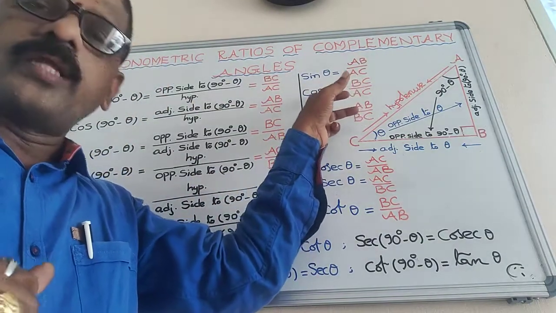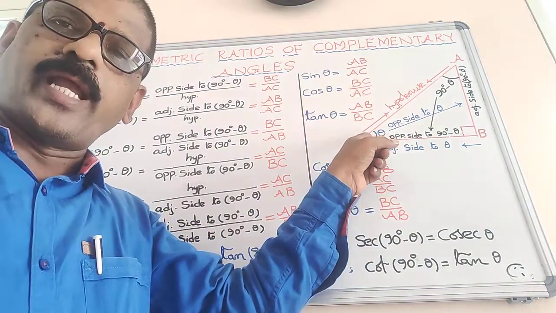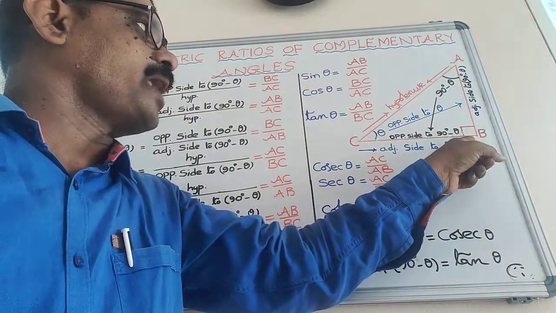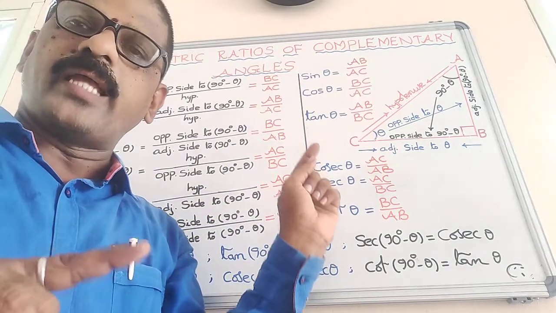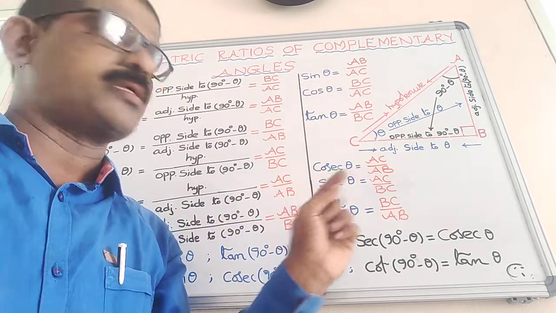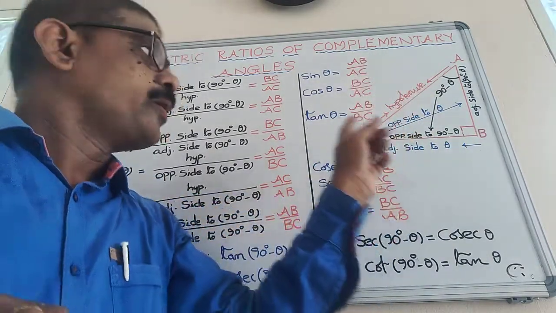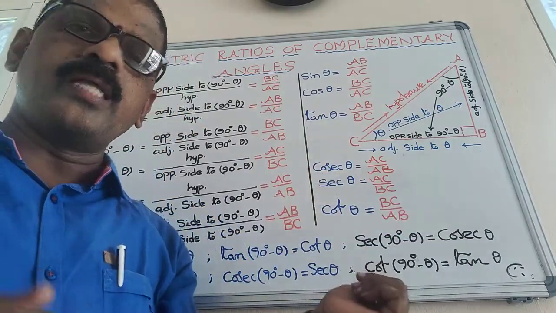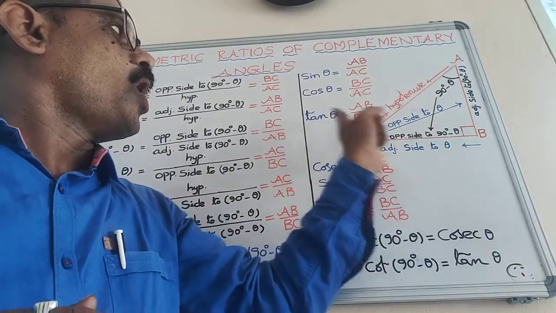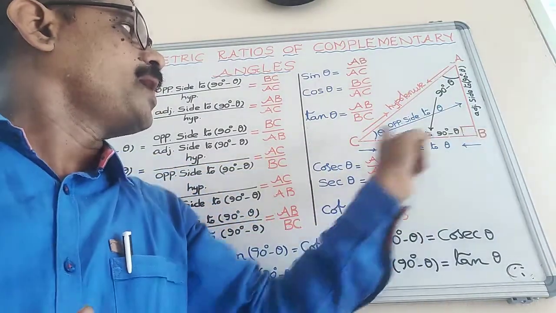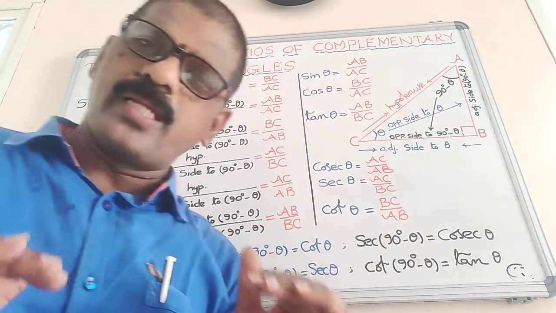Now cos theta. The definition of cos theta is adjacent side to theta by hypotenuse. Theta is located here. Adjacent side to theta is BC. Hypotenuse is AC. So cos theta is BC by AC. Now tan theta. The definition of tan theta is opposite side to theta by adjacent side to theta. Opposite side is AB, adjacent side is BC. Now tan theta can be written as AB by BC.